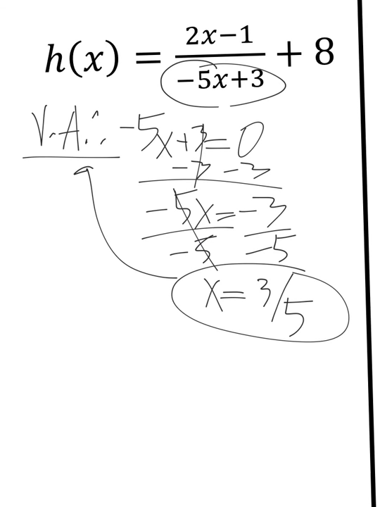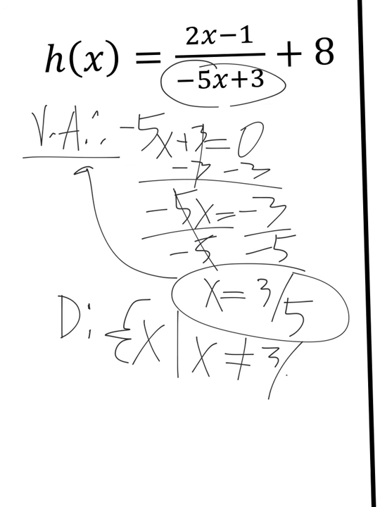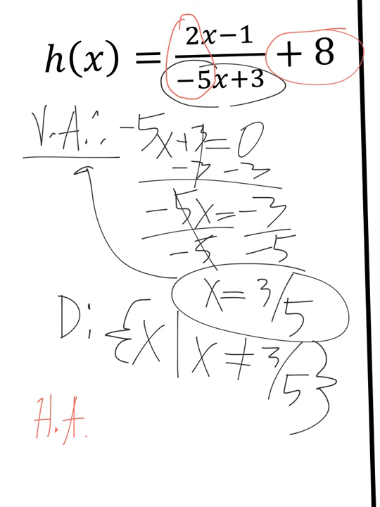And that is my vertical asymptote. So that means my domain is simply x is in all real numbers such that x cannot equal that vertical asymptote value of 3 over 5. So for my range and horizontal asymptote, I'm going to use the 2 over negative 5, and then I'm going to use the plus 8. So I'm going to say horizontal asymptote is y equals 2 over negative 5 plus 8.